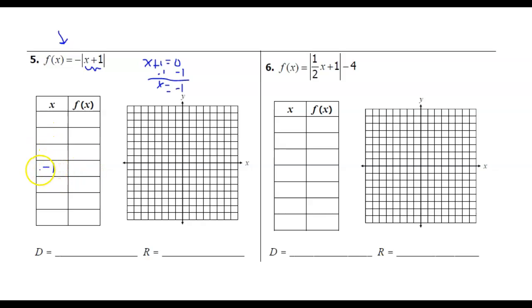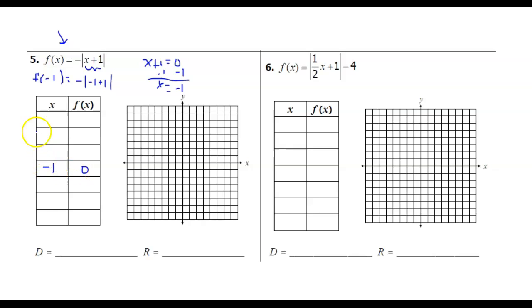Now I need to find out what the output is. So I'm going to find f of negative 1. Ms. Bennett is kind of doing this in her head, but I'll write it out. f of negative 1 is going to be the negative absolute value of negative 1 plus 1. Well, negative 1 plus 1 is 0. You can't have a negative 0, so this is just going to be 0.